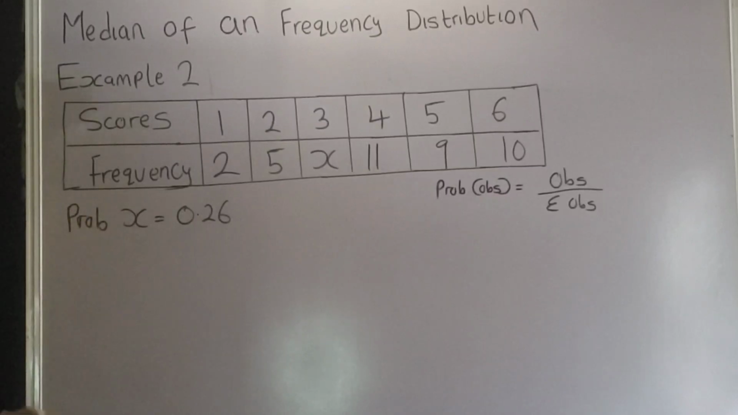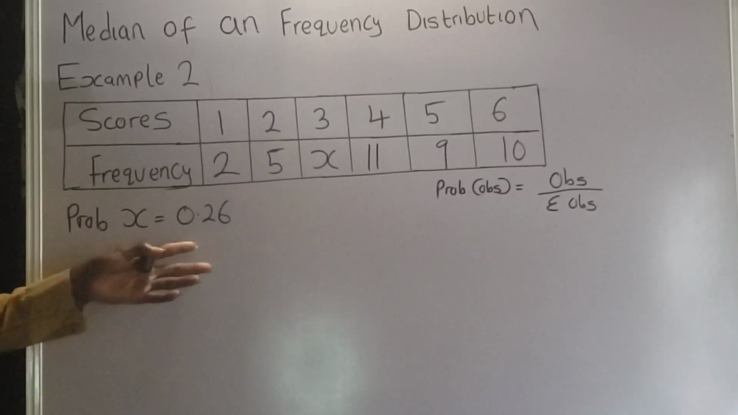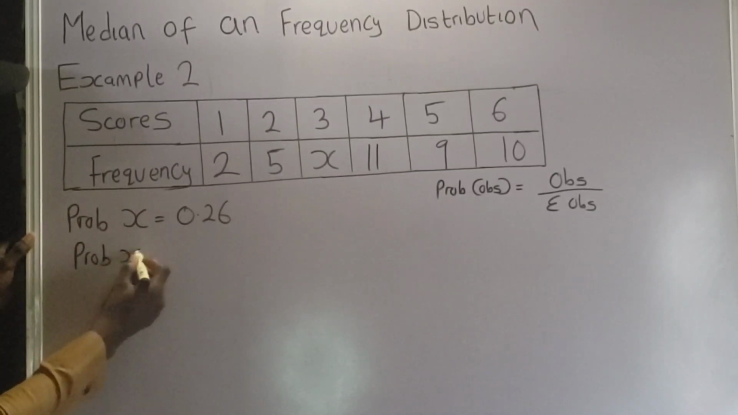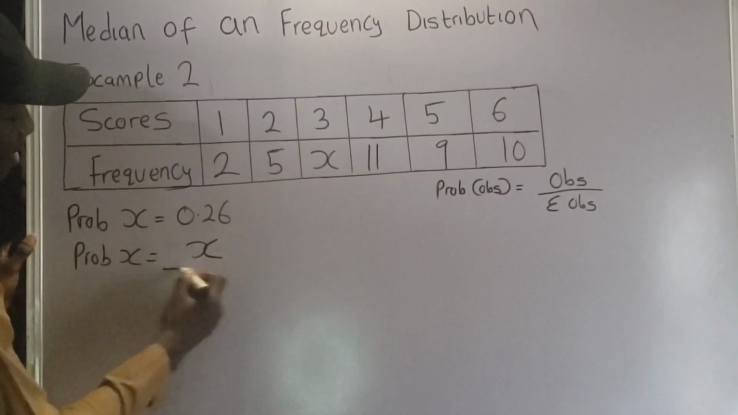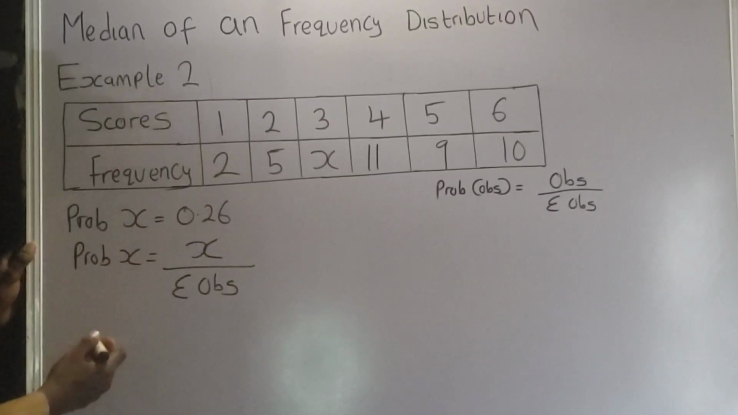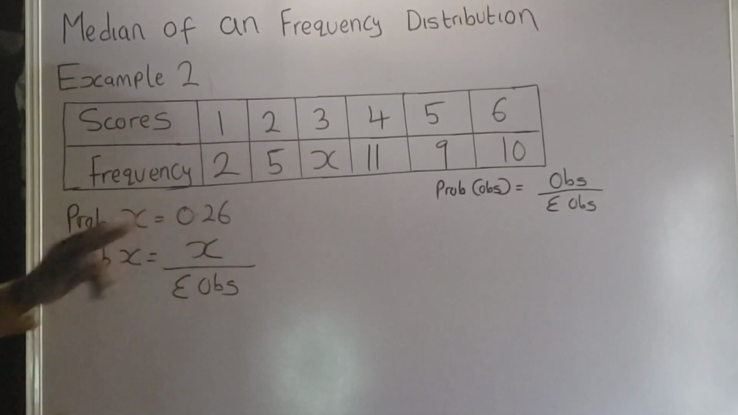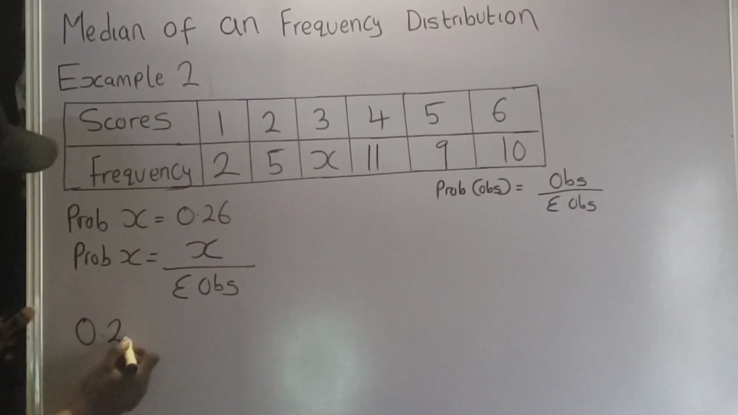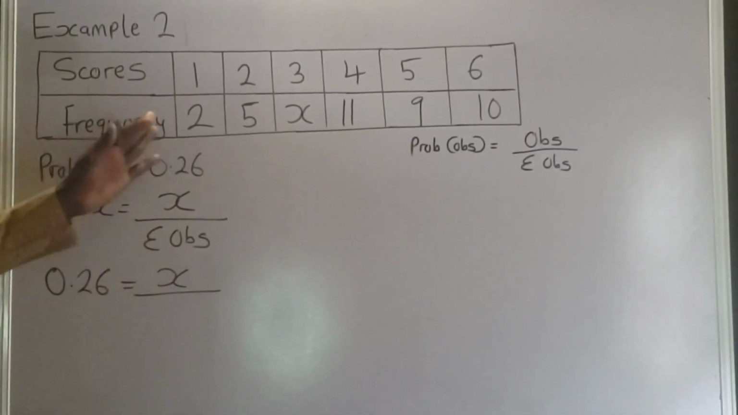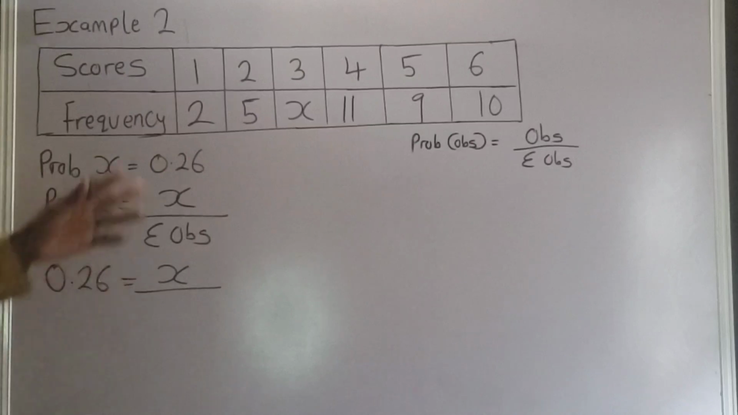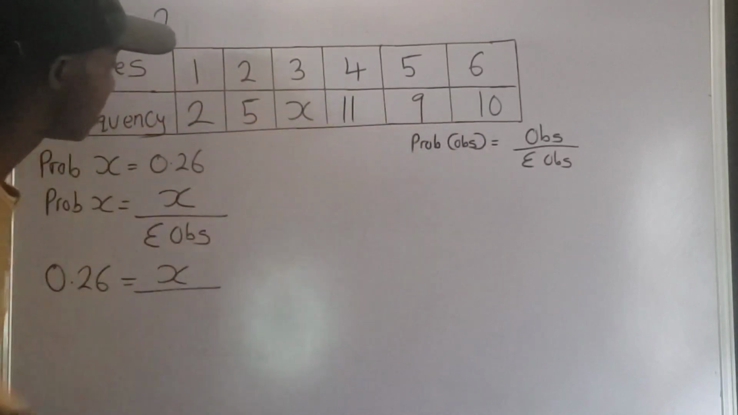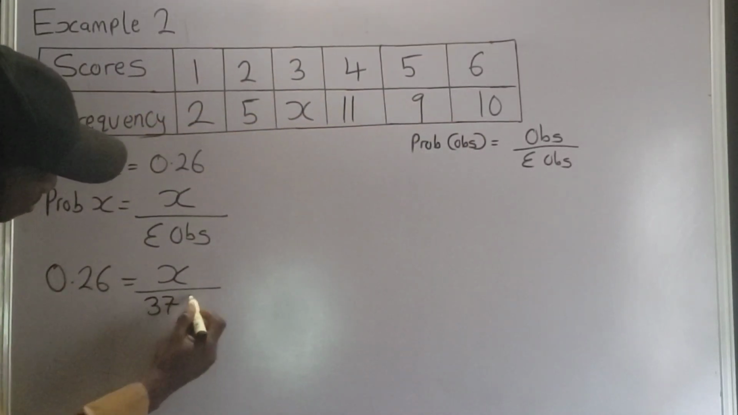So now let us use the same approach here. Since we have been given that the probability of obtaining x is 0.26, from the basic law of probability, the probability of x is equal to the observation, which is x itself, all over the sum of observations. So 0.26 is equal to x all over the summation of all the observations. That is, I'm going to sum all the frequencies together: 2 plus 5 plus x plus 11 plus 9 plus 10. That is 37 plus x.